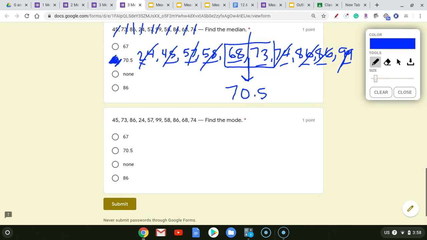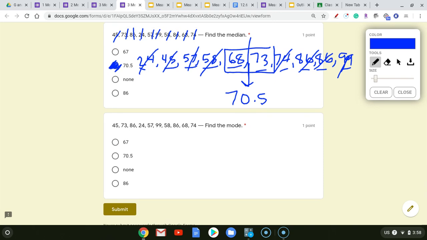And the mode is the one that I see the most. Looking at these numbers, it looks like each appears 1 time, except for 86, which appears 2 times. So it is 86 as my answer. And those are all of the answers for the number 3, mean, median, mode.